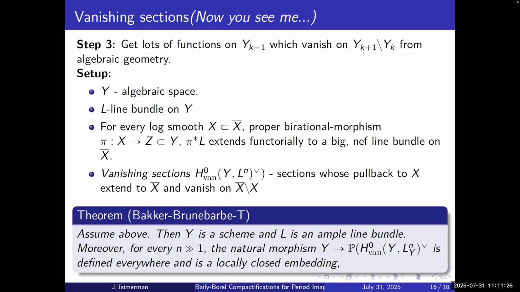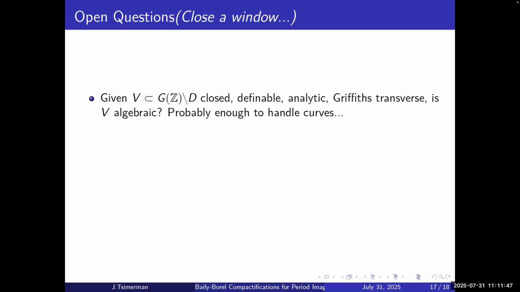And in this case, if you define vanishing sections to be global sections whose pullback for every setup like this extends as 0, then you can prove that you have lots of these vanishing sections. You have enough vanishing sections basically to give you a locally closed embedding of your space. Okay, so that's the summary of the proof. You make the Baily-Borel as a topological space, then you get the stratification, have the algebra in one step at a time, and you do this with a combination of functions coming from Hodge theory and these vanishing functions.